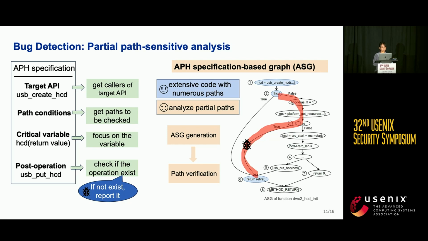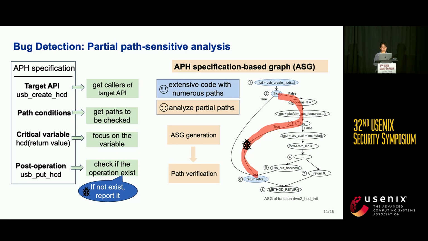The main idea of bug detection is to find the path that calls the target API and satisfies the conditions, then verify whether the post operation is correctly performed on the critical variable. If the operation is missing, APHP reports it as a potential bug. However, analyzing every path in a program like the Linux kernel is expensive. To resolve this, we introduce the APH specification-based graph, or ASG. The ASG is a subgraph of the control flow graph, preserving only the APH specification relevant code.